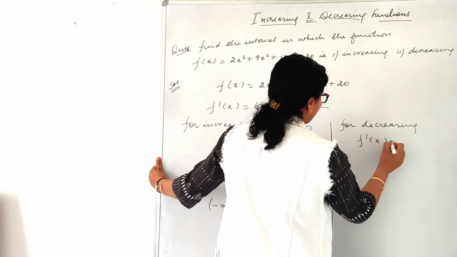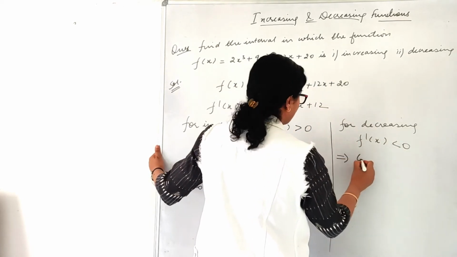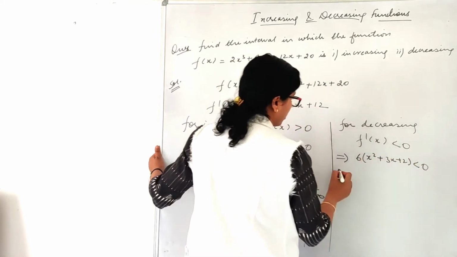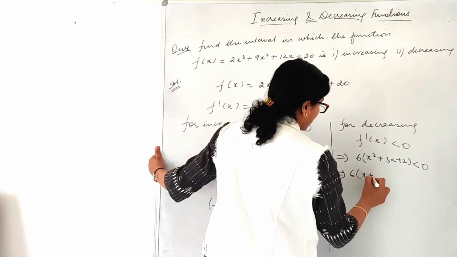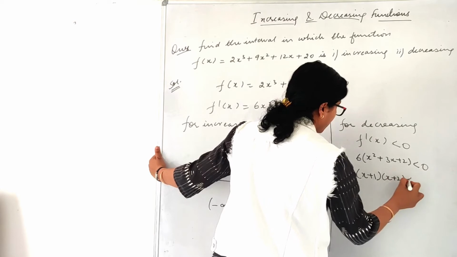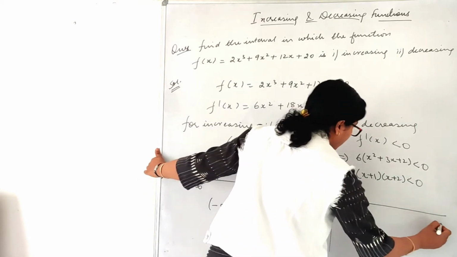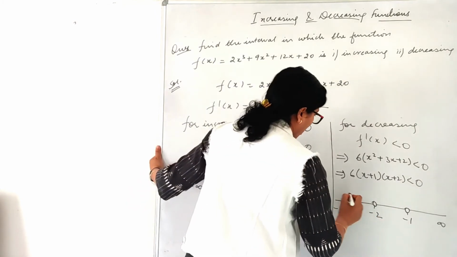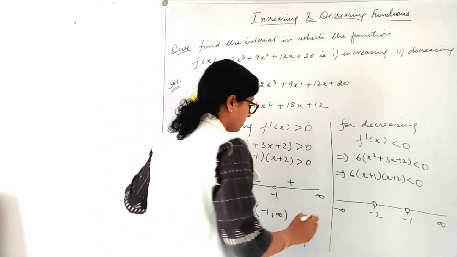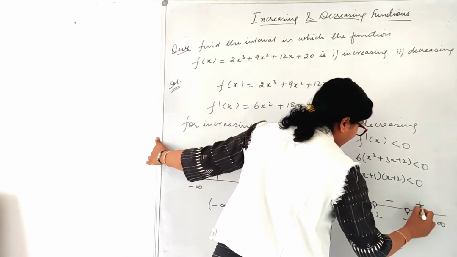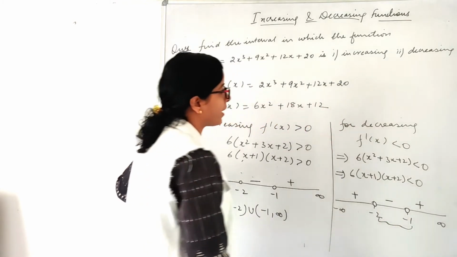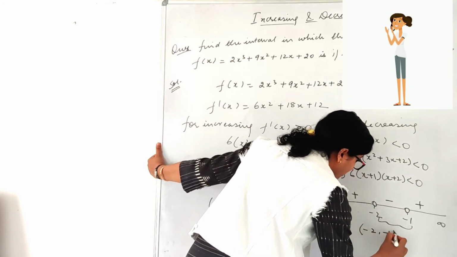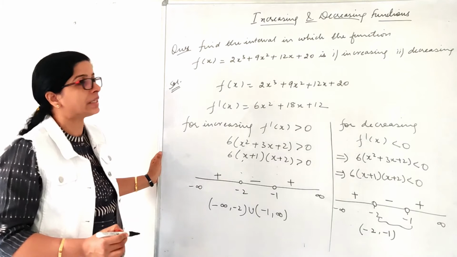f'(x) should be less than 0. This implies 6(x^2 + 3x + 2) should be less than 0. What does that imply? 6(x + 1)(x + 2) should be less than 0. Minus infinity, infinity, -2, -1. So now already we have found out the region where my f'(x) is negative. Hence this is the region where the function is decreasing. So the interval is open interval (-2, -1) where my function is decreasing.